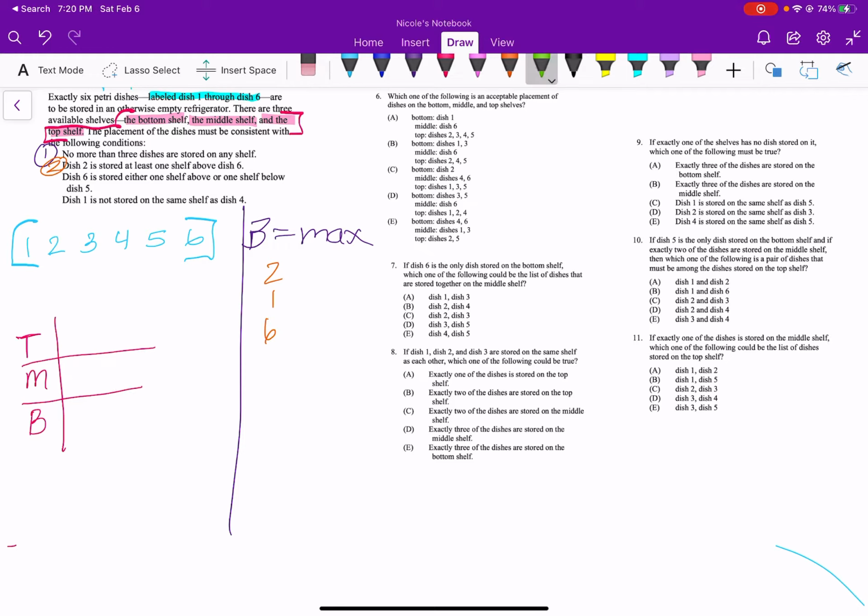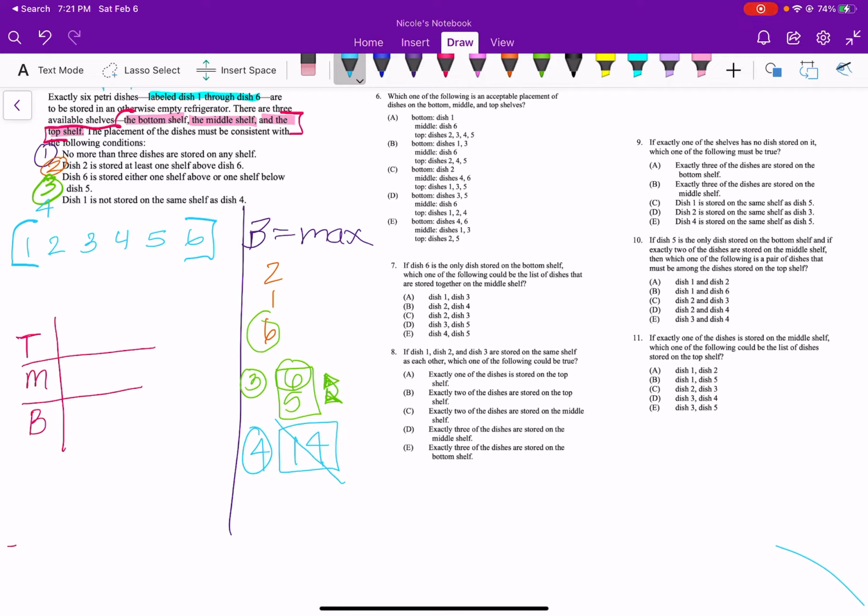All right, rule number 3, dish 6 is stored either immediately above or 1 shelf below dish 5. So what rule number 3 is saying is that 6 and 5 are right next to each other. We're just not sure in what order. This is interesting because we do have an overlap here between 6 and 5. And then lastly, we have rule number 4, which is dish 1 is not stored on the same shelf as dish 4. So 1 and 4 cannot be together.